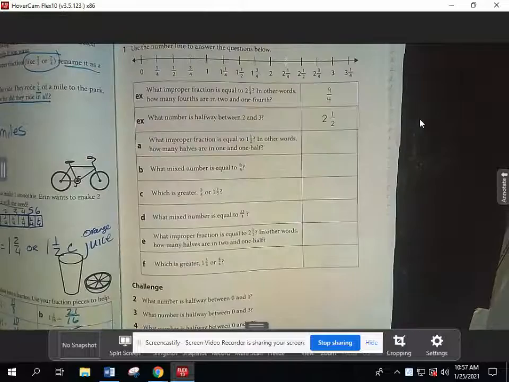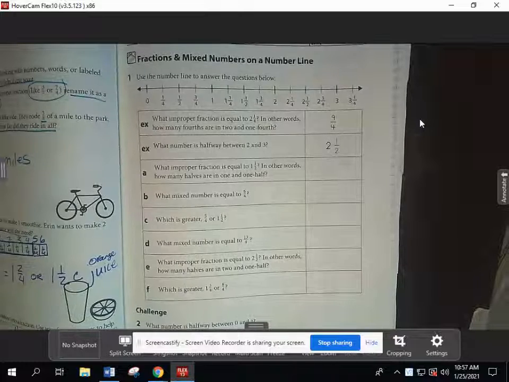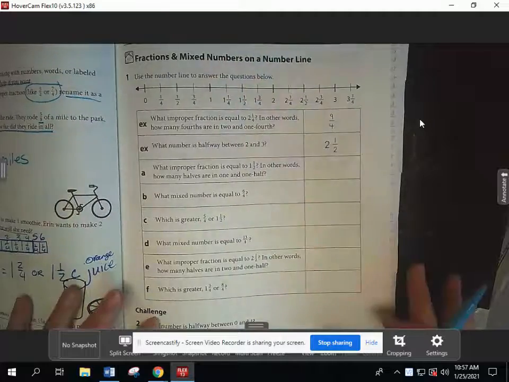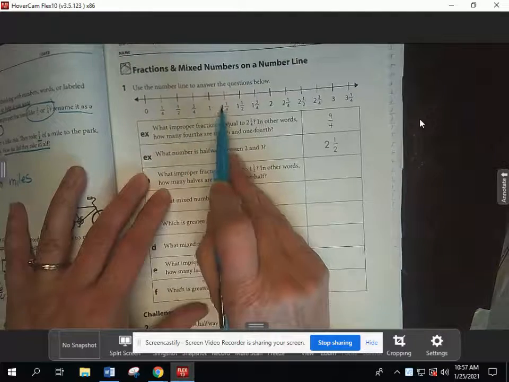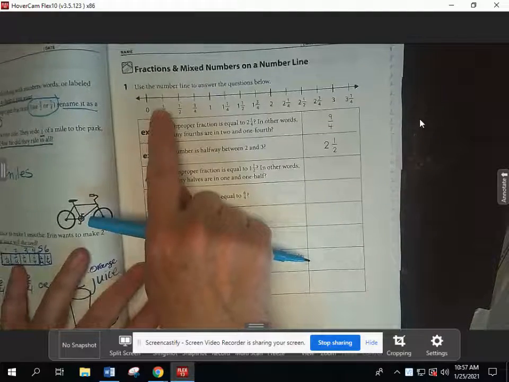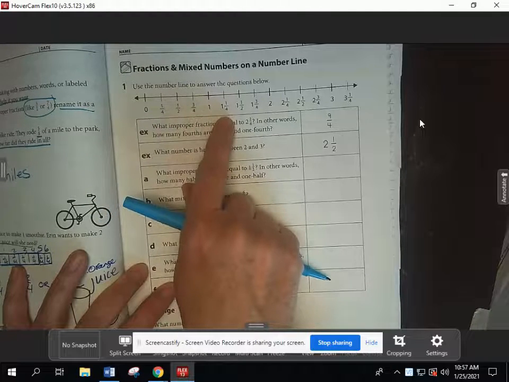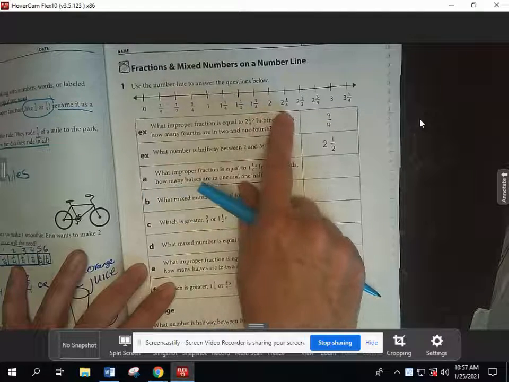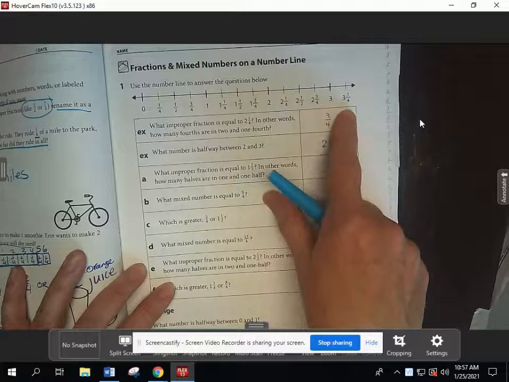And I want to talk about how to do this page. I know that there is going to be some noise because I have one student doing a wonderful job of helping another student. So there's going to be conversation. But now we're looking at this number line. I would like everybody to count with me on the number line. So touch each fraction and say it. 1/4, 1 1/4, 1 1/2, 1 3/4, 2 1/4, 2 1/2, 2 3/4, 3 1/4.